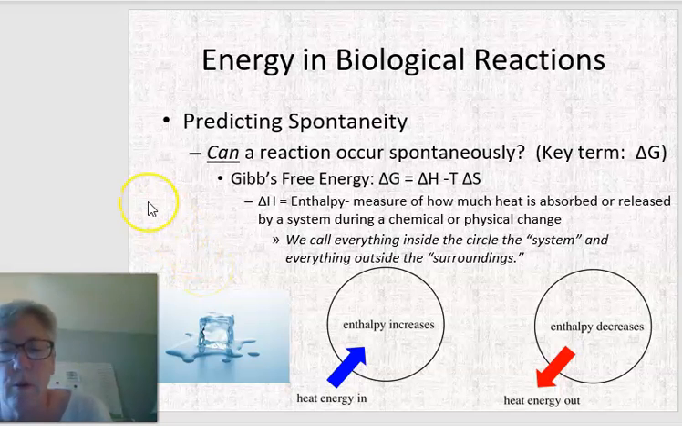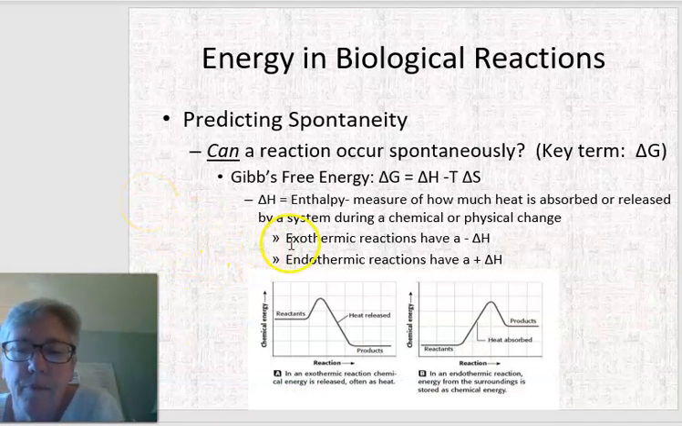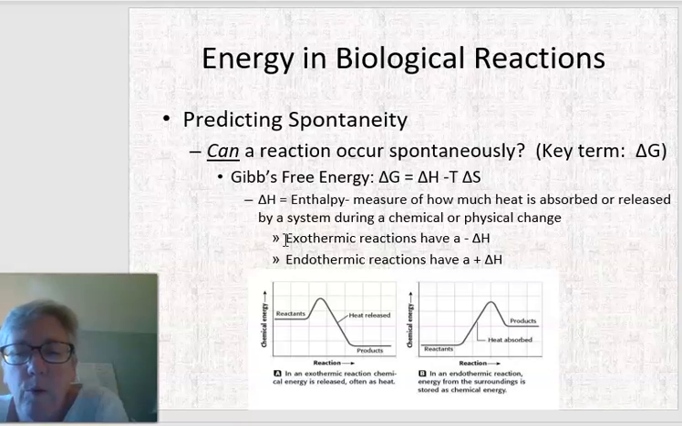This you've probably heard of from chemistry. Exothermic reactions have a negative delta H. It's tempting to use exergonic and exothermic interchangeably, but I would really encourage you not to do that, because exergonic is talking about delta G and exothermic is only talking about delta H. H is enthalpy, delta G is free energy, so they're not the same.